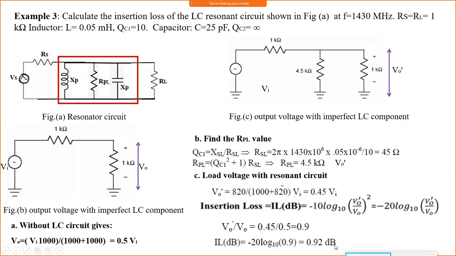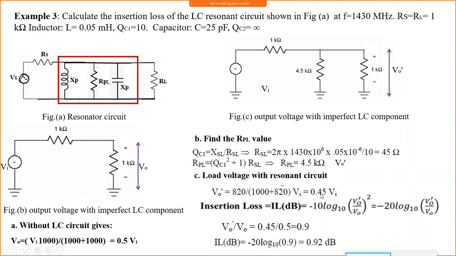So that is the insertion loss. This much insertion loss is there when the network is inserted. That is because of the 4.5 kilo ohm, which is added with this RL along with this. That is because of the resonator circuit. The output voltage reduces to 0.45 VI. Previously, without the resonator circuit, it is 0.5 VI.